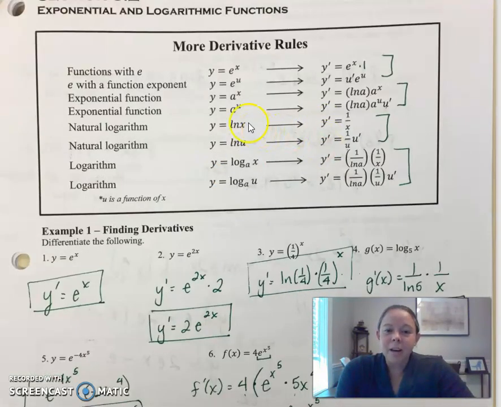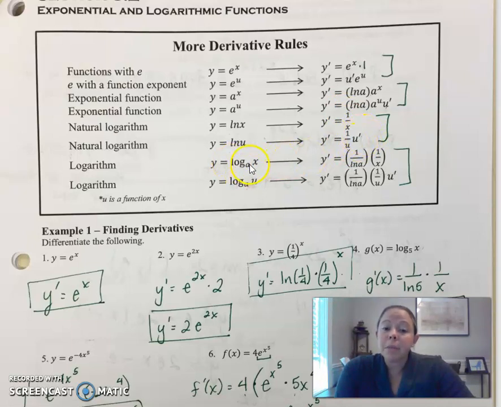Okay, now logs, again, we're going to start with the most basic and we're going to build on that. So natural log of x, the derivative is just 1 over x. That's it. Now, natural log of u, remember u represents something other than just x. So it's 1 over u, just like we did a 1 over x up here, but then we have to multiply by the derivative of the inside. So you have to put u prime in the numerator.